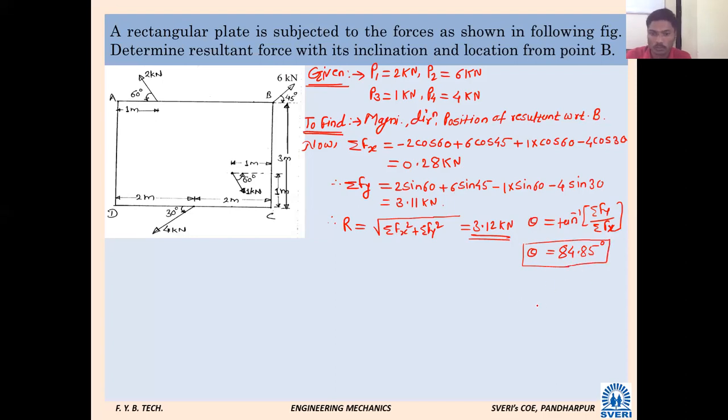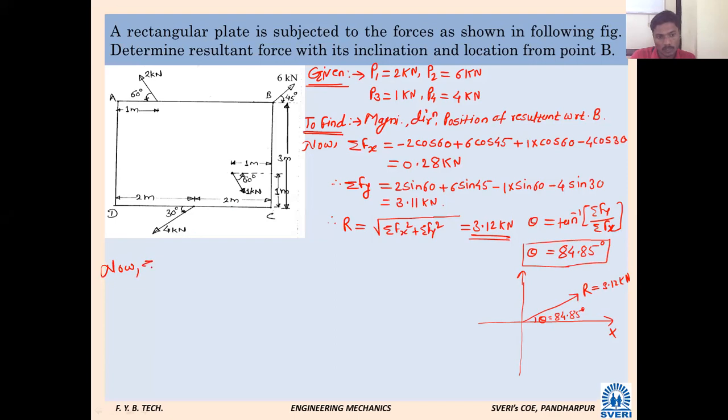So theta is coming positive. How do we have to show it? Anti-clockwise. So we will show it in this way. Correct. R equal to 3.12 kilonewton, and theta. Correct. Any problem? No, sir.